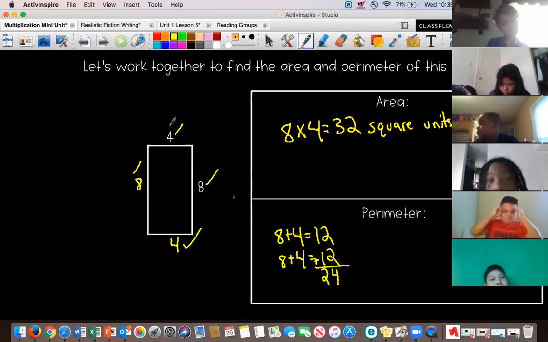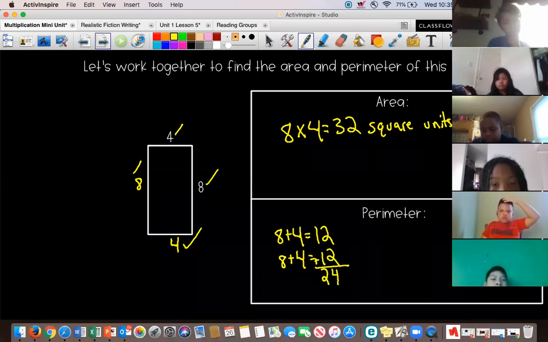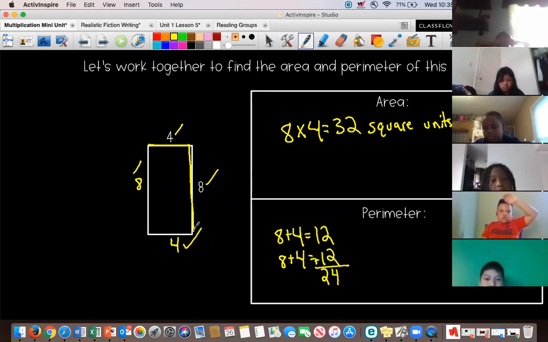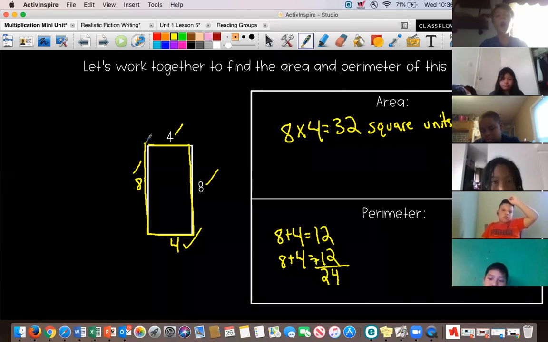Now on perimeter, we don't use square units. And the reason we don't use square units on perimeter is because we're just adding this distance around the outside. And that is not squares, right? That's just a straight line. So that's the reason why with perimeter, we add it together. We just use the straight lines.